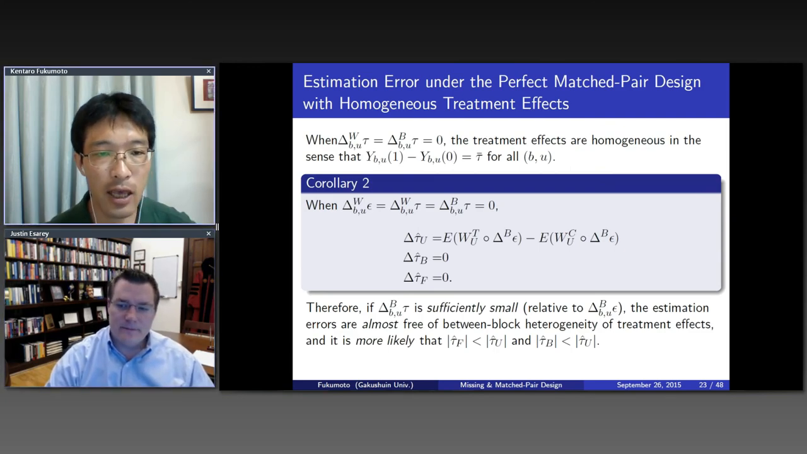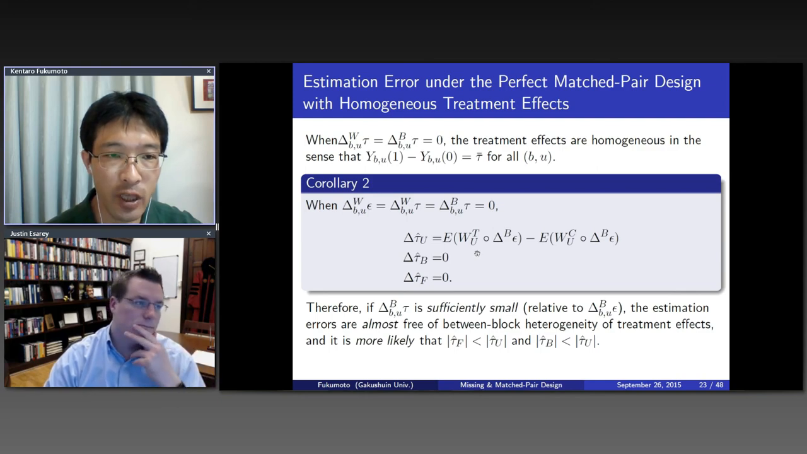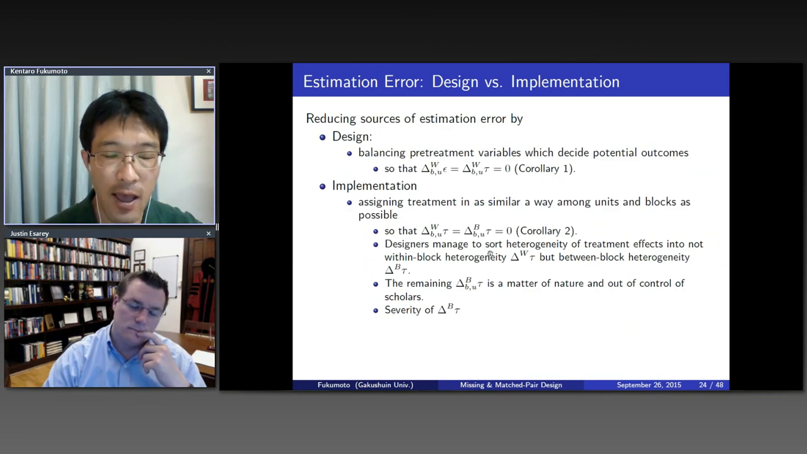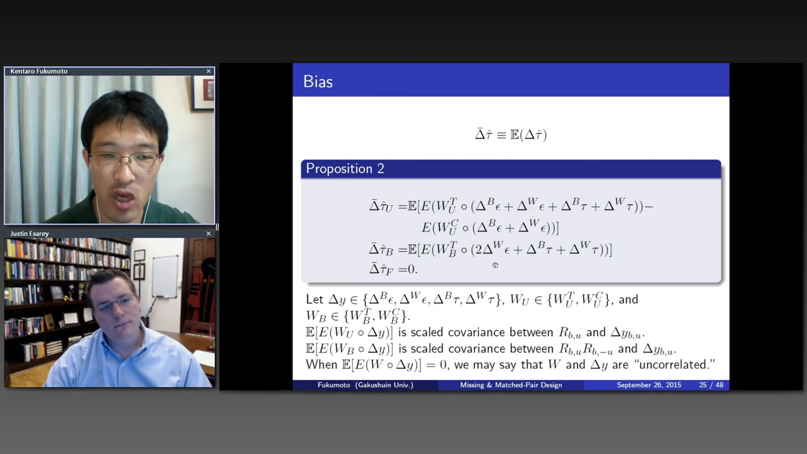Yeah, but actually, that's important, I think. And also, if the researcher knows such probabilities of missing in advance, actually before they observe the outcome, then they can use, or they should use, such information for blocking.